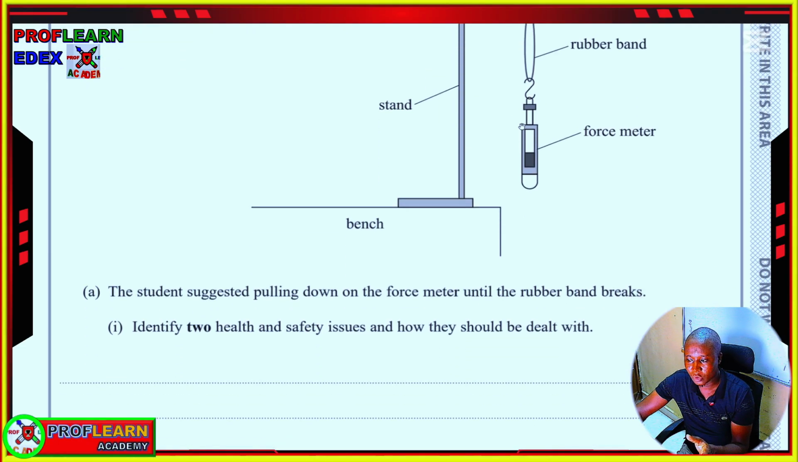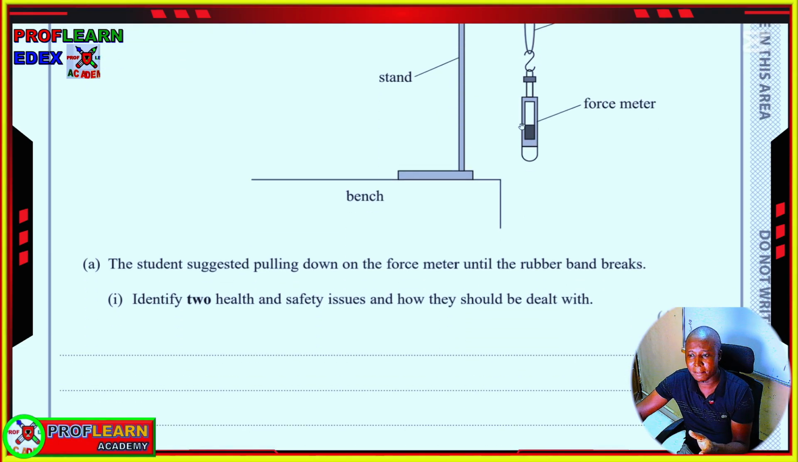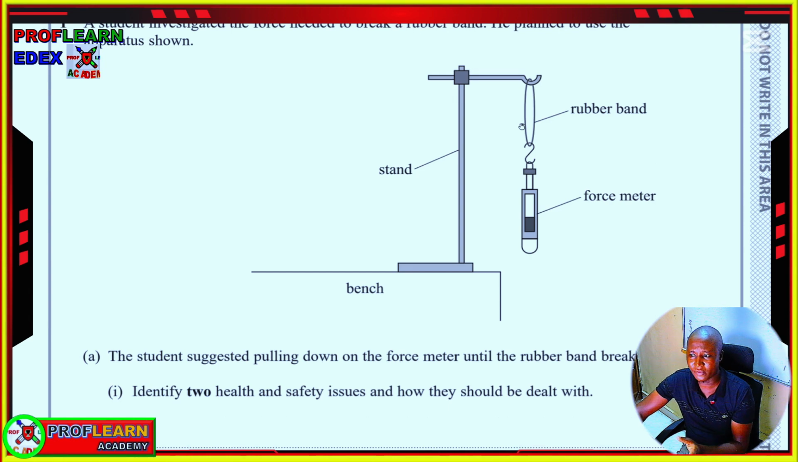And that is going to really be based on the practical you are given, the scenario and the context you are given in a given question. So in this case, we have a rubber band. One of the things that can happen is that the rubber band can snap. In the process, it can go straight and hit somebody's eye. So one of the protective measures we can take here is ensuring we put on protective goggles so that in the event this rubber band snaps, the person who's doing the experiment is protected.